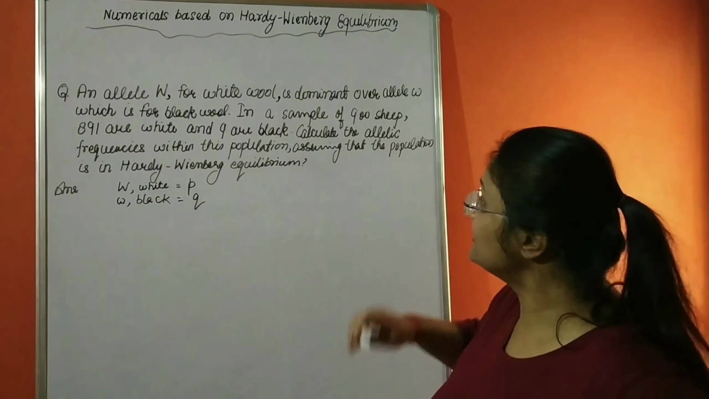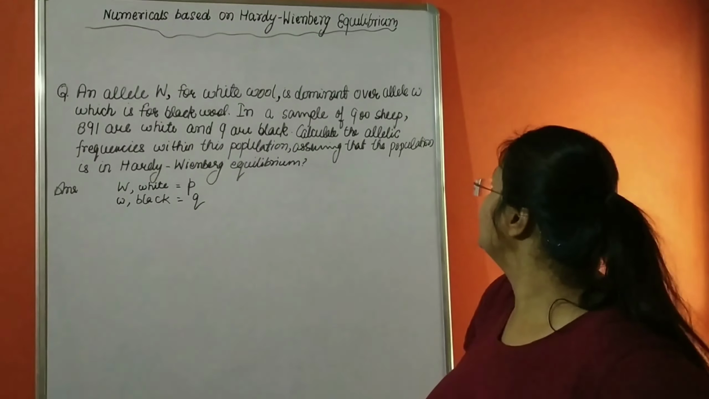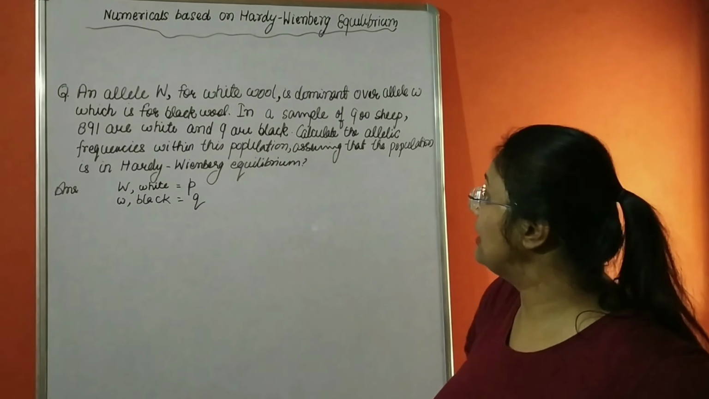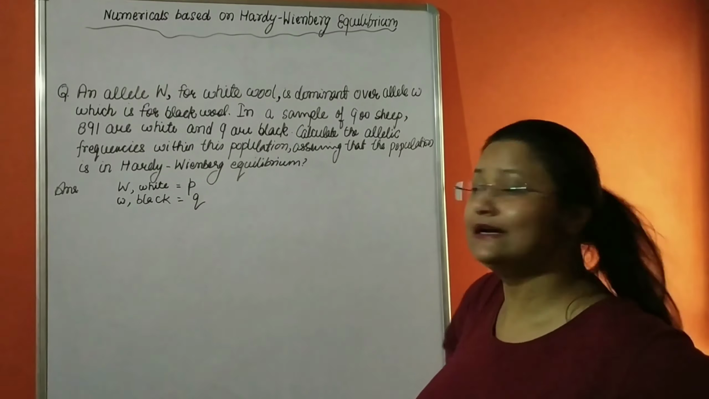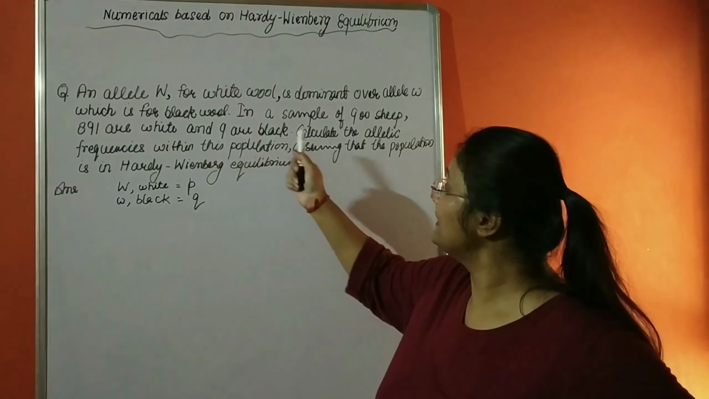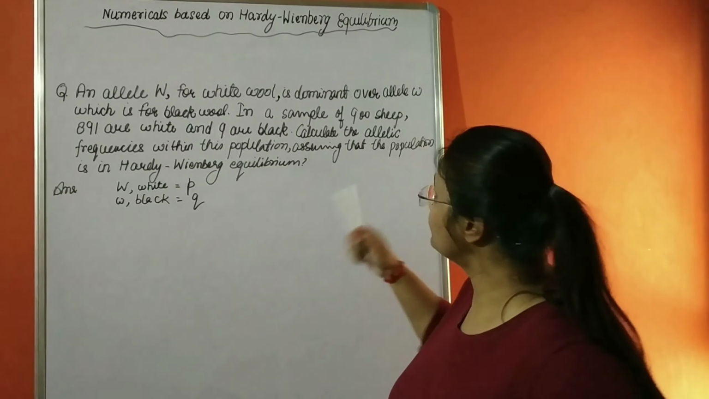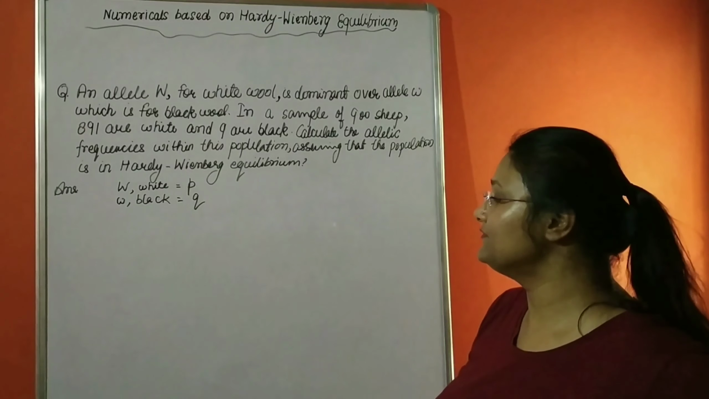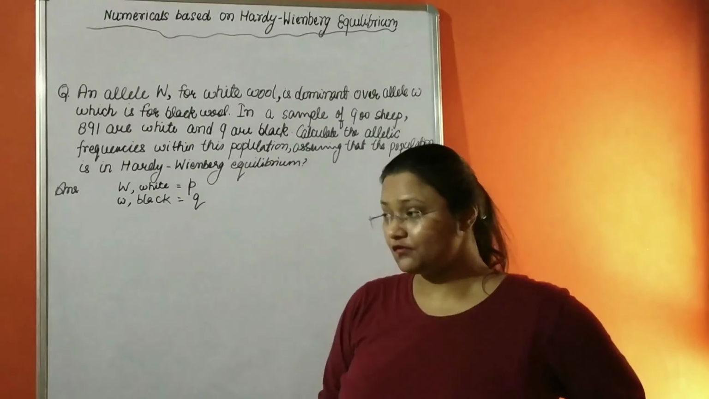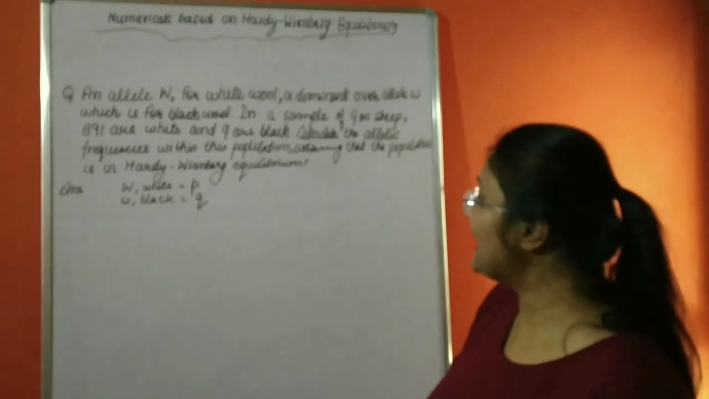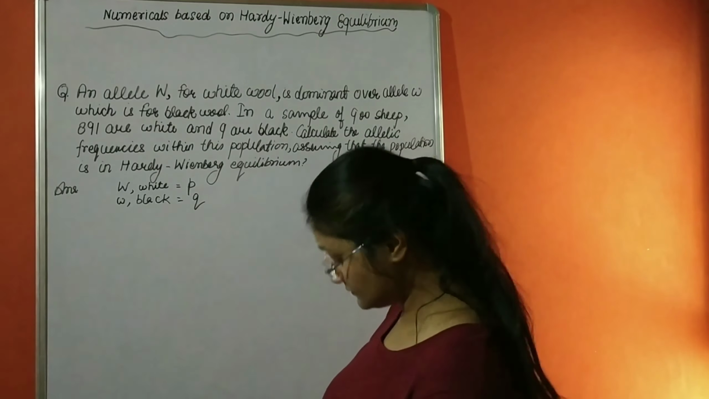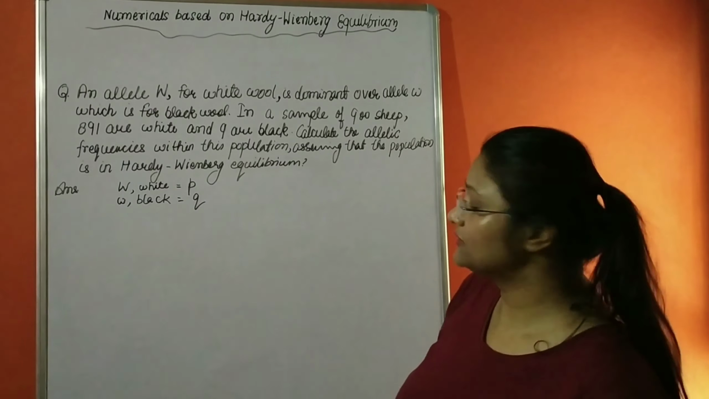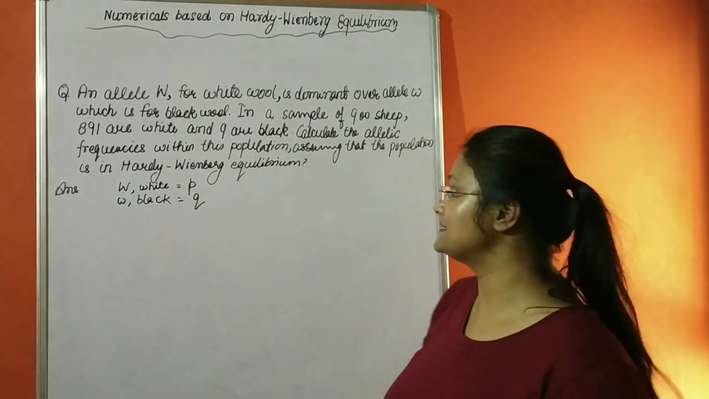In a sample of 900 sheep, 891 are white and 9 are black. So now we need to calculate the allelic frequencies within the population, assuming that the population is in Hardy-Weinberg equilibrium. So here we need to find out p and q because those are the allelic frequencies.